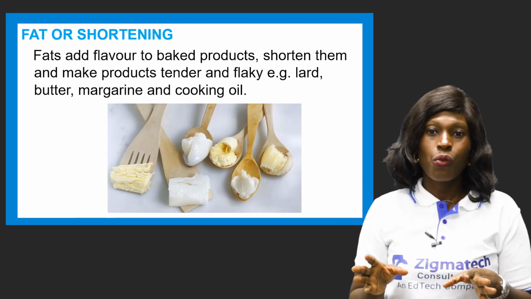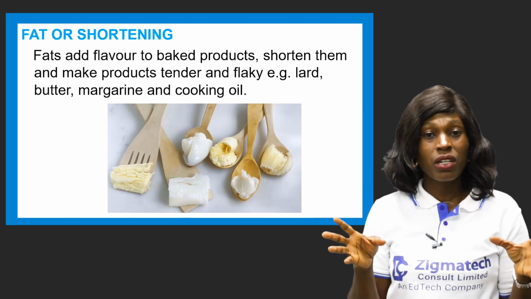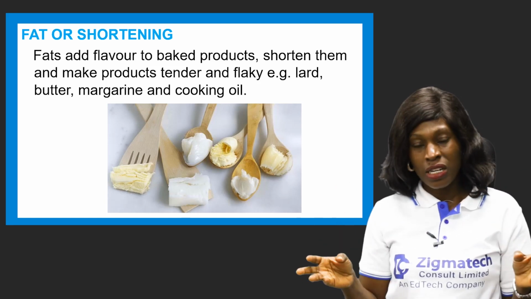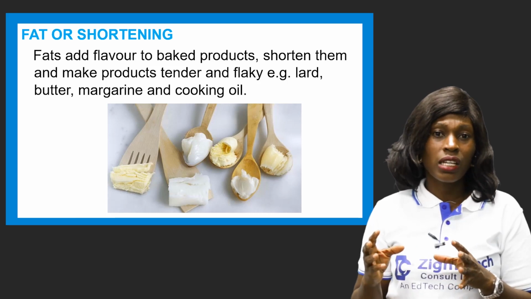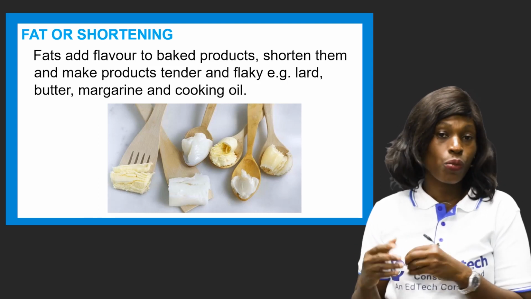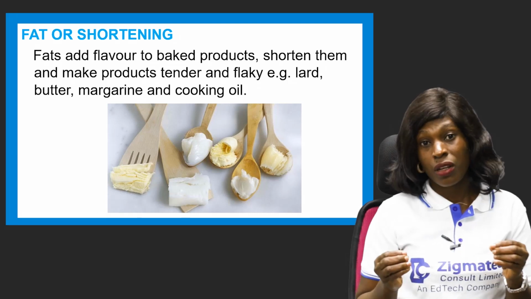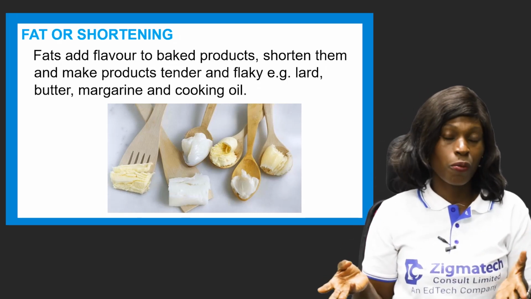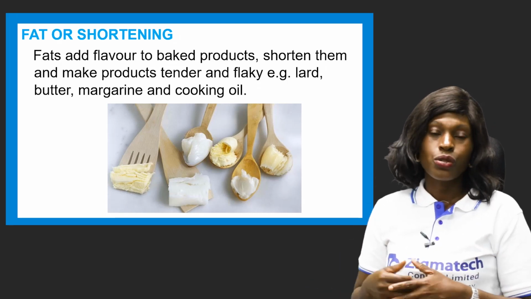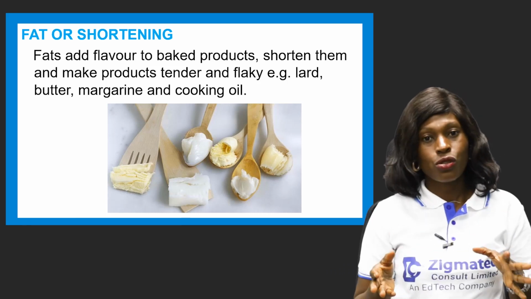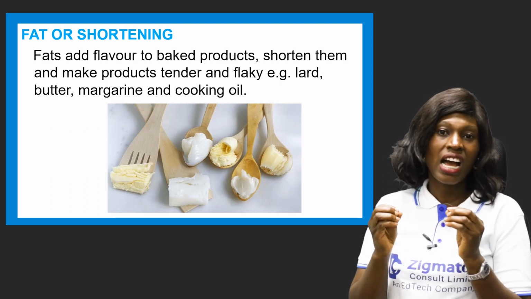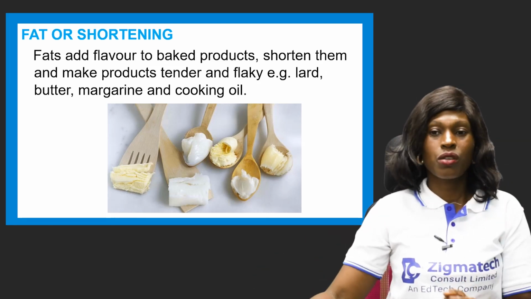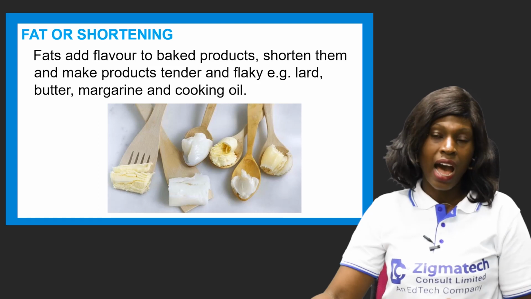We have different ones of them. So today, what we have commonly here is margarine, okay? But margarine is a lot tougher than your butter. Butter is a little bit more tender because milk is used in the preparation, than margarine. So it is used to shorten the products and to make them more tender and flaky, and look crispy when the end product comes out.